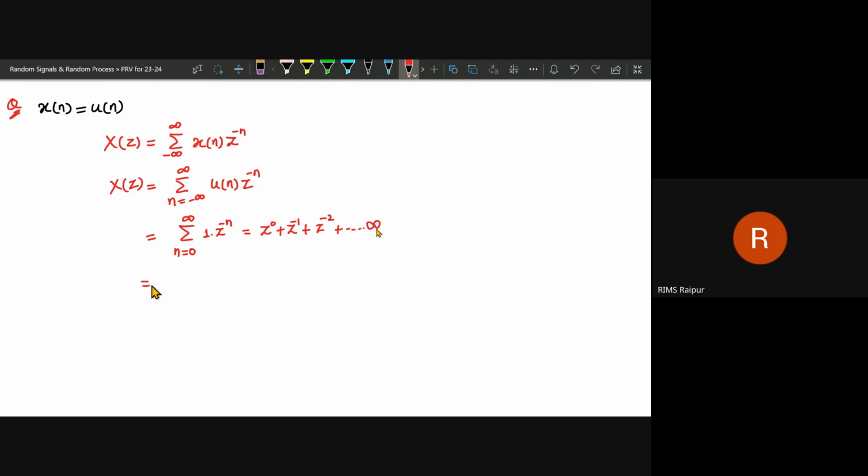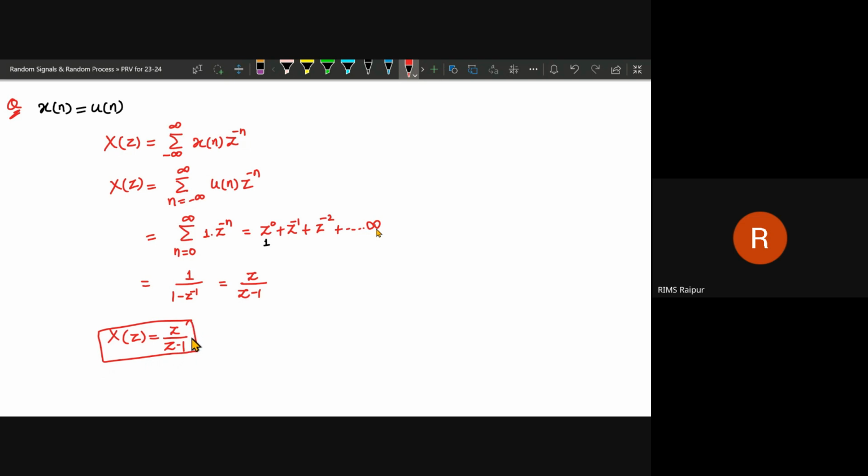Now, the sum of these terms will be a upon 1 minus r. So, obviously, a is 1. So, it will be 1 upon 1 minus z raised to power minus 1. So, the z transform will be z upon z minus 1. How many of you got this answer? Z upon z minus 1. Tell me. Yes, sir. Yes.